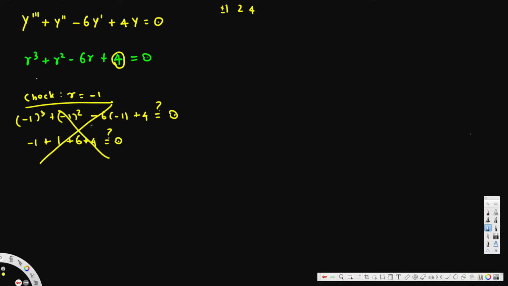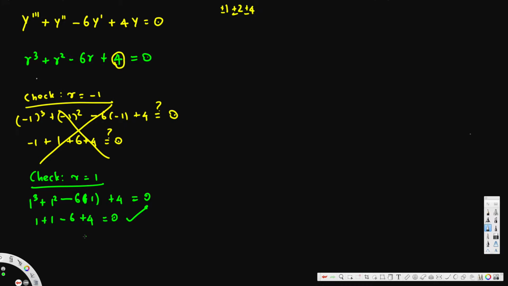So we shouldn't just stop right there, we have to go all the way. So let's look at the positive one. Check r is equal to positive 1, and then we plug it into this equation. That's going to be 1 cubed plus 1 squared minus 6 times 1 plus 4, which should be equal to 0. 1 cubed is 1, plus 1, minus 6, plus 4 is equal to 0. 4 plus 2 is 6, 6 minus 6. So this is giving us 0. So this is the correct one. From this we are getting 0 is equal to 0. So this is one of the solutions.